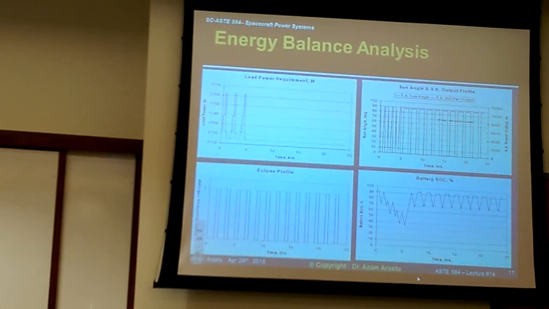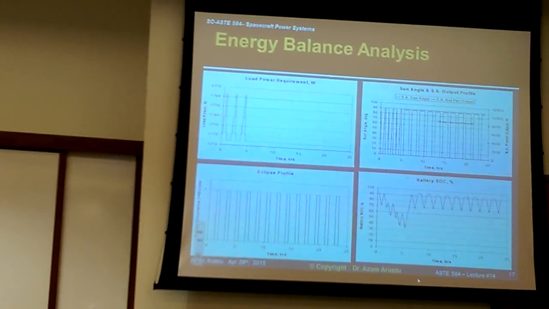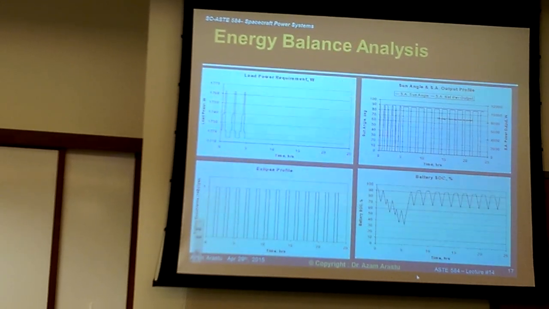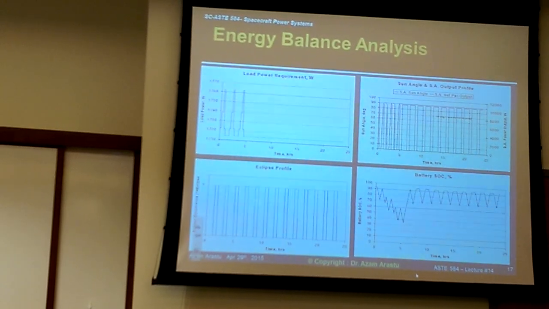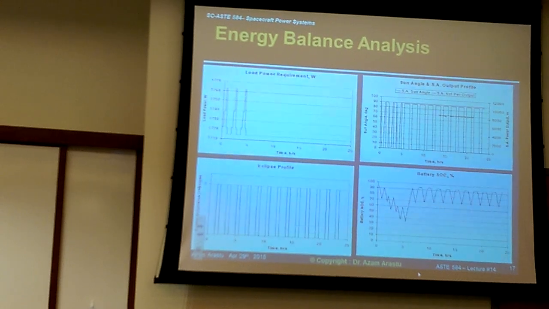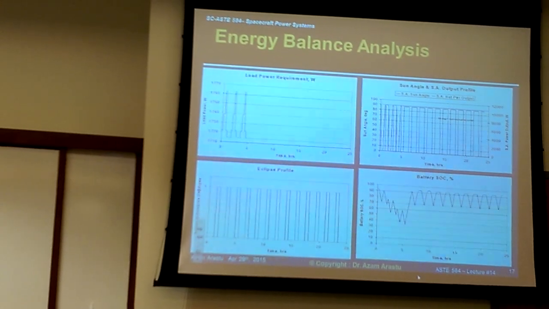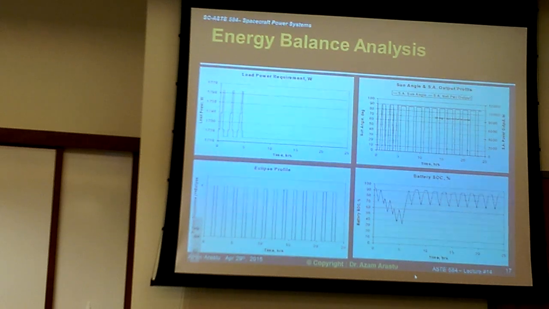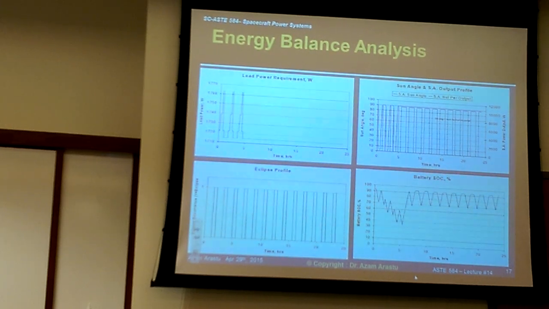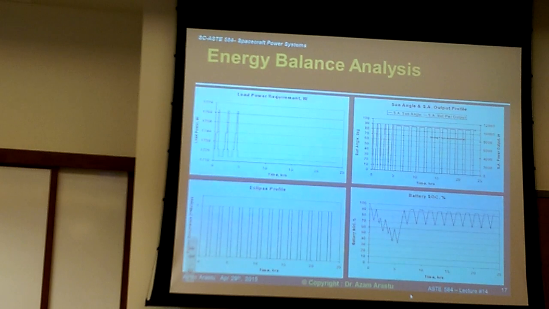This kind of analysis is done by what we call in industry a "day in the life of." We simulate minute by minute or second by second, and calculate those numbers, where the loads are, where sunlight and eclipse are, what the solar array is doing, and the battery. You can simulate this in Excel, or in MATLAB, or whatever. So it gives you a timeline, and this is one of the energy balance analysis shots.